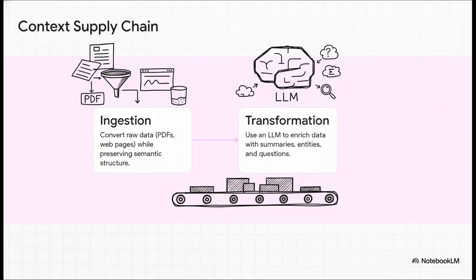And while the pyramid is the what, the context supply chain is the how. It's a great analogy. It treats context like a product moving through a factory. It all starts with ingesting raw data from, say, PDFs or websites. Then it moves to a transformation stage, where an LLM actually enriches the data itself, creating summaries or pulling out key entities before it's even used.